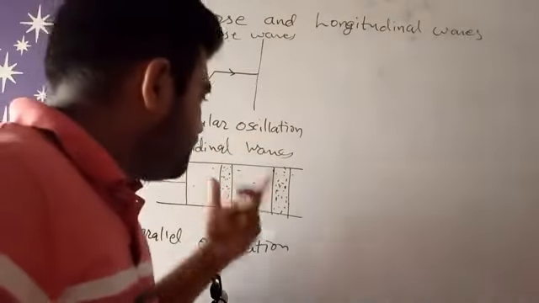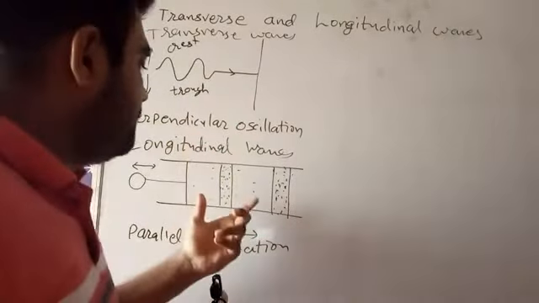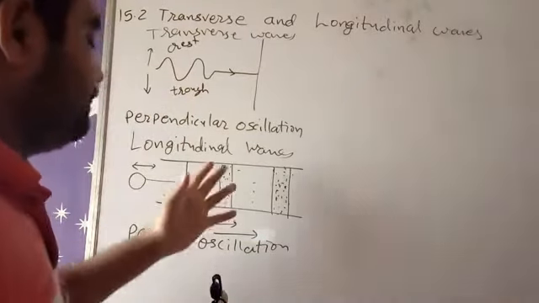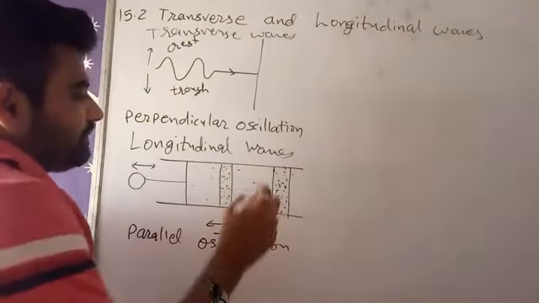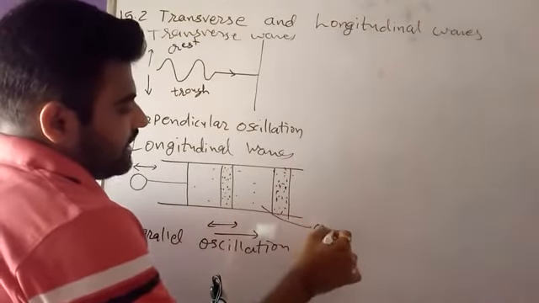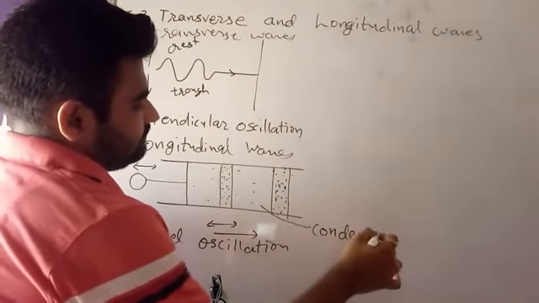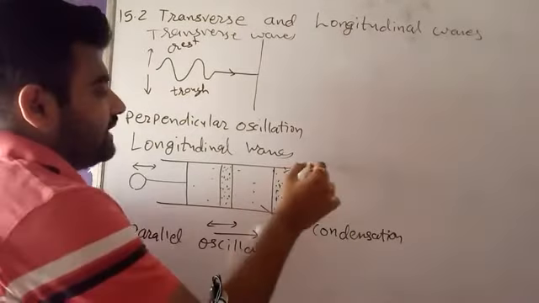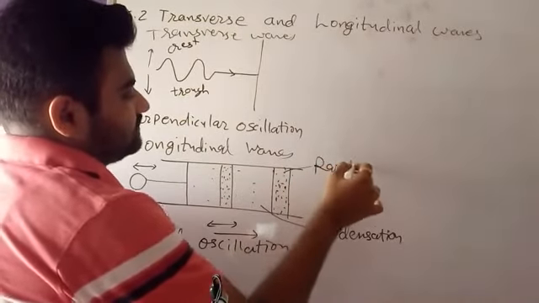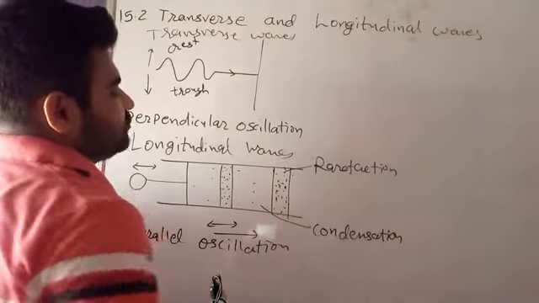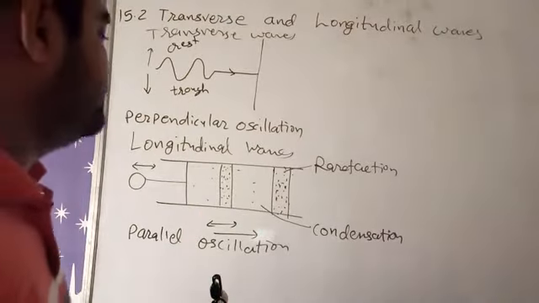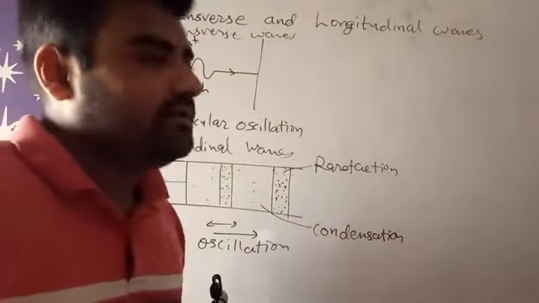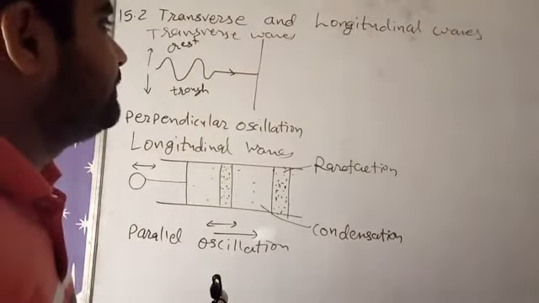So how do longitudinal waves move further? Like the crest and trough here, we have condensation and rarefaction. So by condensation and rarefaction, these longitudinal waves move in the frontward direction.